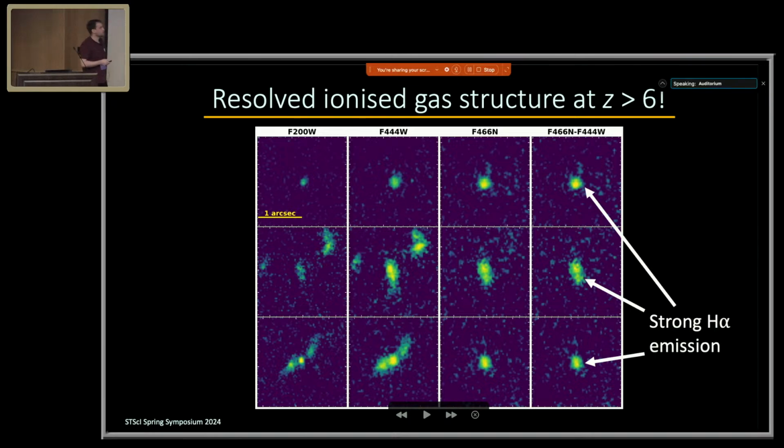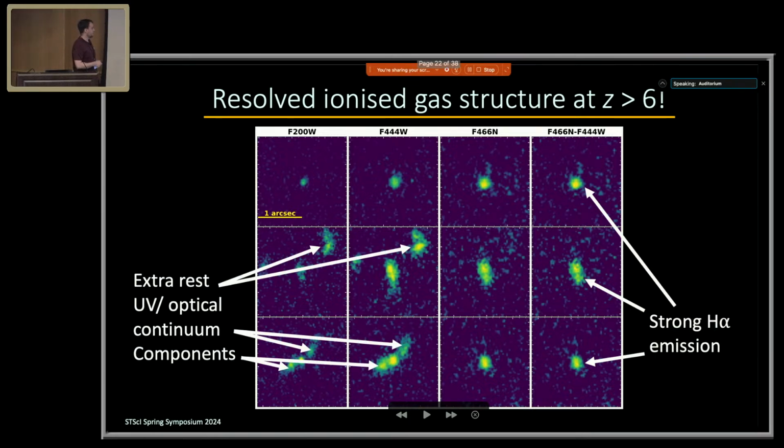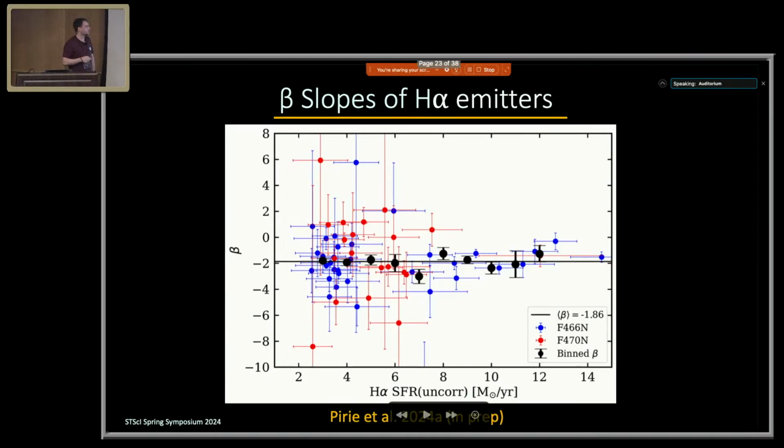But what we also see when we look at the other wavebands is extra rest-UV and optical continuum components, as well as the fainter UV that you expect at the locations of H-alpha. For this middle row, we reckon we're actually looking at a completely different galaxy, most likely in the foreground or the background. These extra features are examples of objects that are very close in the sky. So this is where work looking at resolved SED fitting of these galaxies, as well as the ionized structure, is going to be really crucial moving forward. So just a nice preliminary result right there.